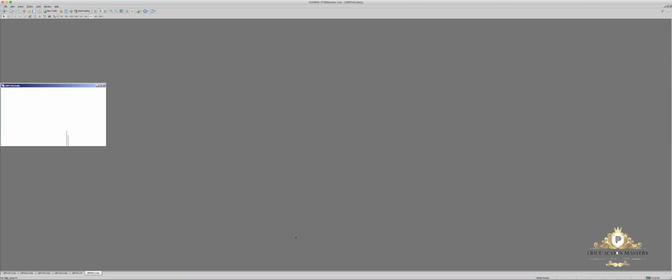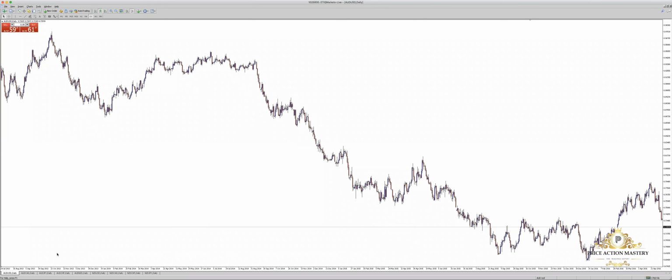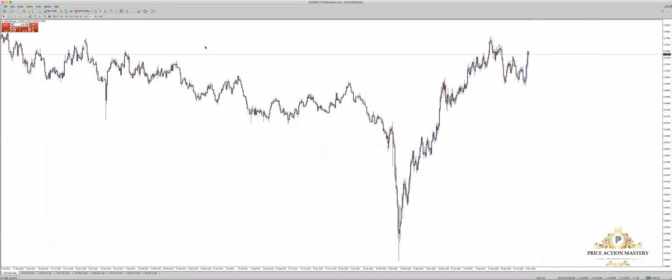Then next will be Aussie New Zealand, Aussie pair and New Zealand pair, where I've just arranged my profile back. Okay, so the next will be Aussie dollar.